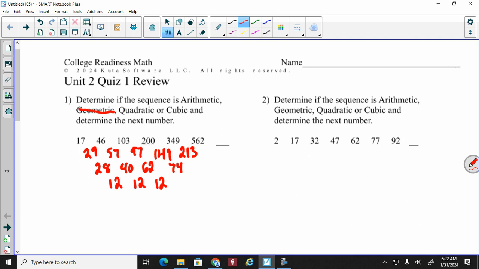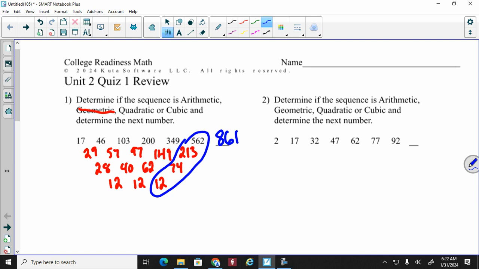So to get the next number in the sequence, we're going to take all these numbers and add them all up, and then we get our final answer. That's going to be 12 plus 74 plus 213 plus 562, and that gives me 861. That's my next number in the sequence.